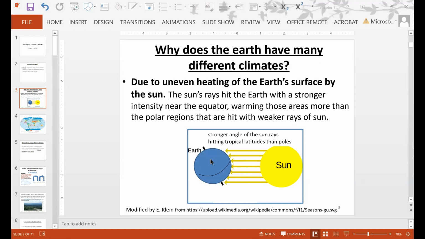Now I mentioned the tilt. The different angles of the sunlight would happen even if the Earth were completely perpendicular and not on a tilt, but we'll see in a few minutes what the tilt has to do with the different climates on Earth.